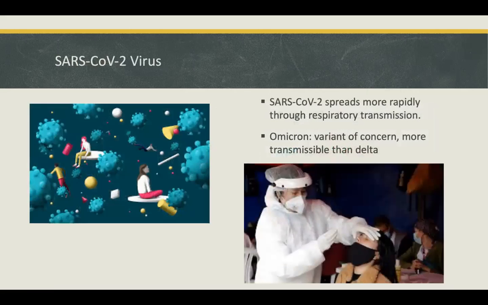With SARS-CoV-2, this is the same case. So this is why we have quarantining. You have to quarantine or isolate for 14 days because you can be asymptomatic and still have the virus. SARS-CoV-2 spreads more rapidly through respiratory transmission, and Omicron is a variant of concern. The 2 main variants of the SARS-CoV-2 virus that we have been dealing with are Omicron and Delta. Omicron is more of a concern than Delta because it is so much more transmissible through respiratory transmission.